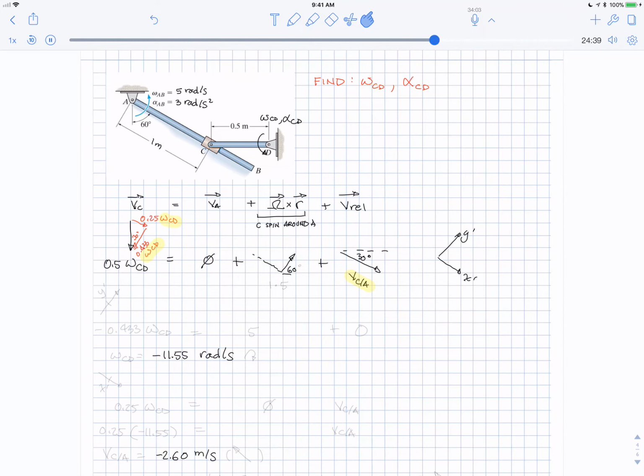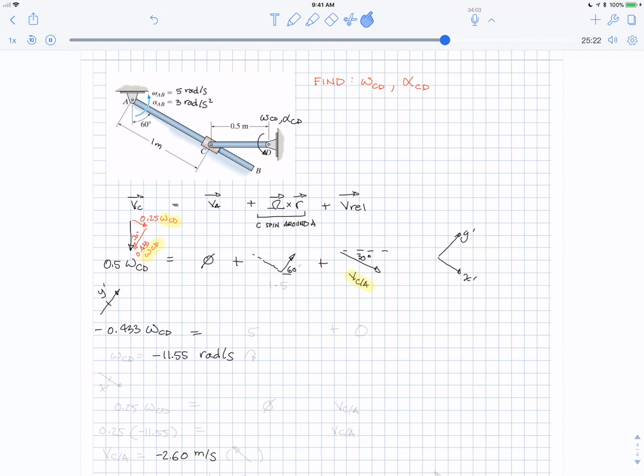So before we solve this, I went ahead and highlighted the unknowns. And then I noticed that in the x direction, there's an omega CD component and a VC relative to A. But in the y direction, the only unknown is omega CD. So I'm just going to solve the y direction first. It doesn't matter if you did x first, but I'm just being lazy so I can get an answer right away. So I'm going to take up and to the right as positive, so 0.433 omega CD is going actually down and to the left, so that's negative.